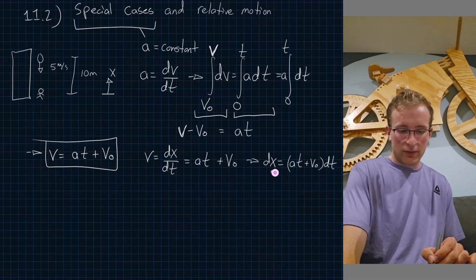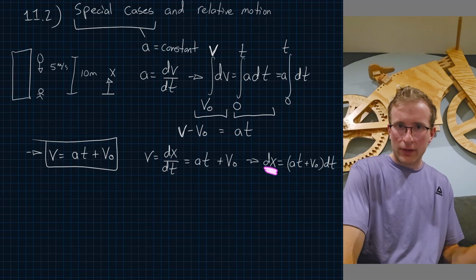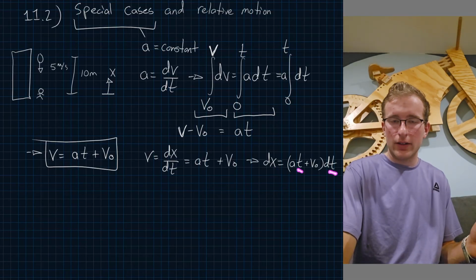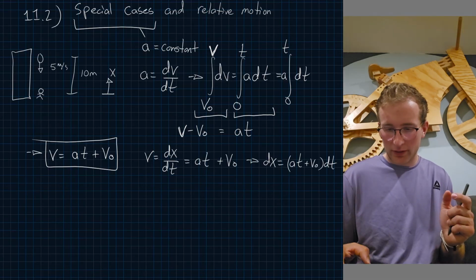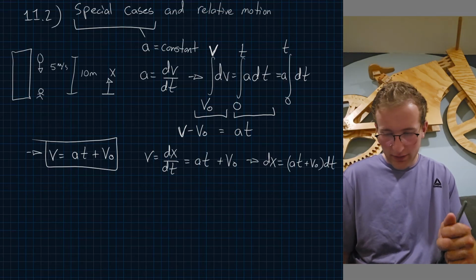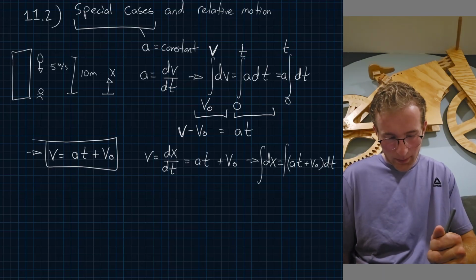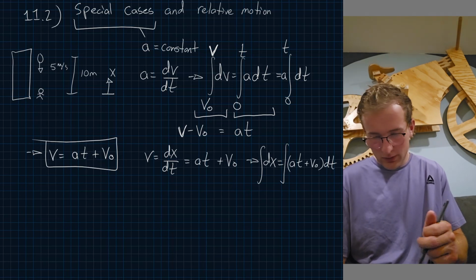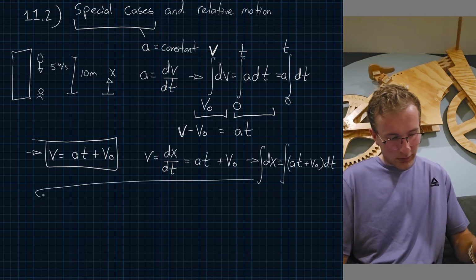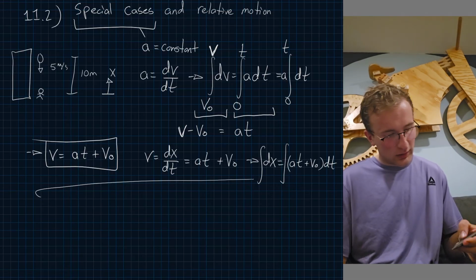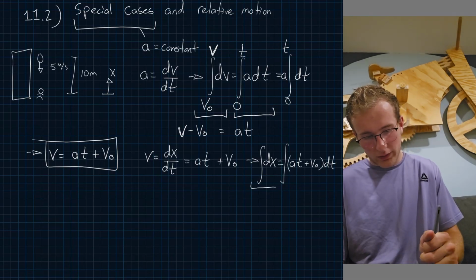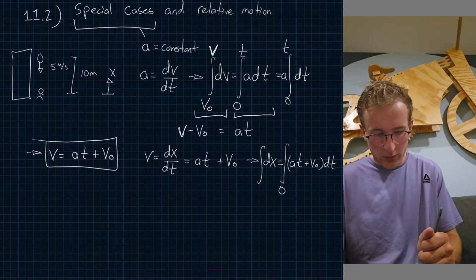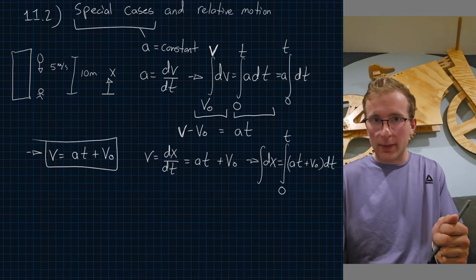Okay, so now I have my position x on one side of the equation and my variable time on the other side of the equation. So I've separated the variables, so now I can integrate both sides. Okay, let's bring this over here. Sorry, what is this integral? So what are our bounds of integration? Well, I'm integrating from 0 to some arbitrary time t.